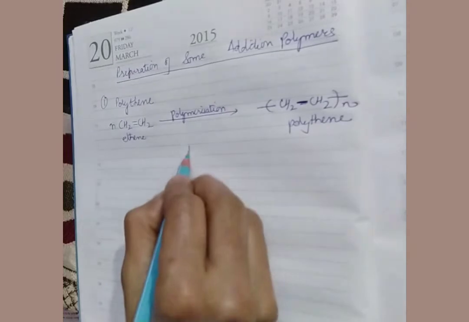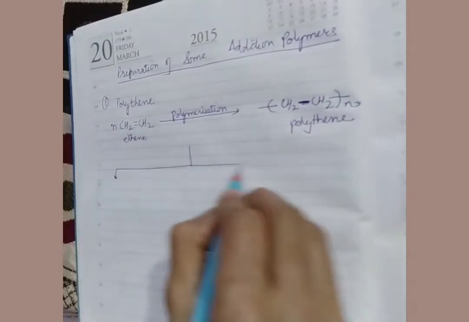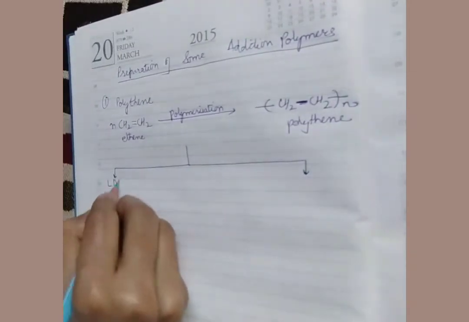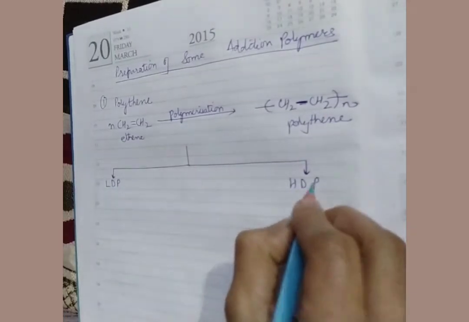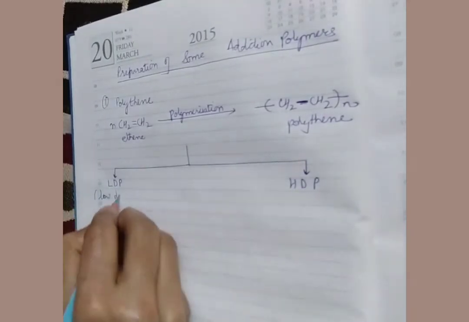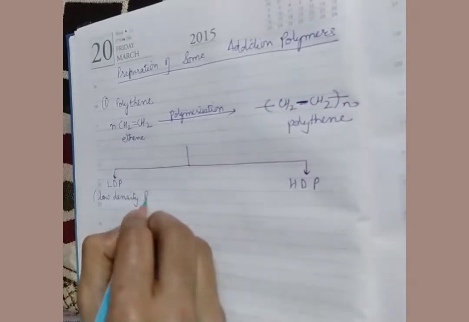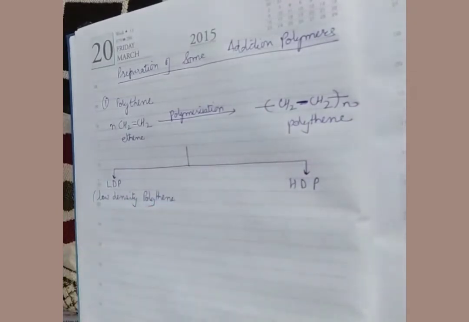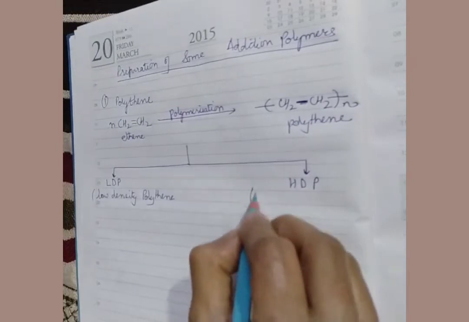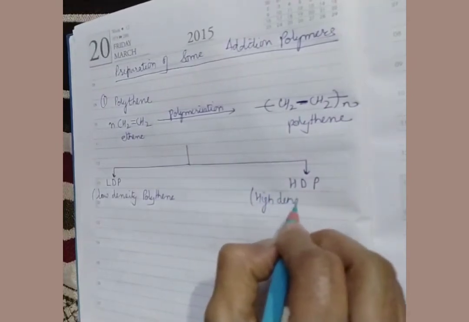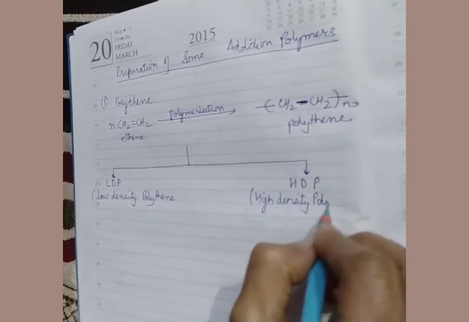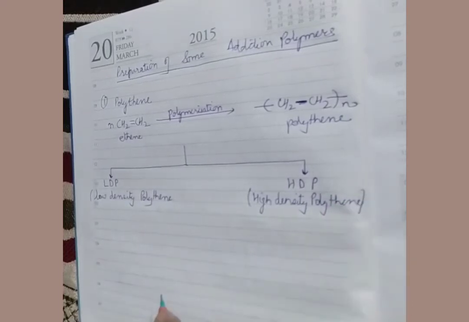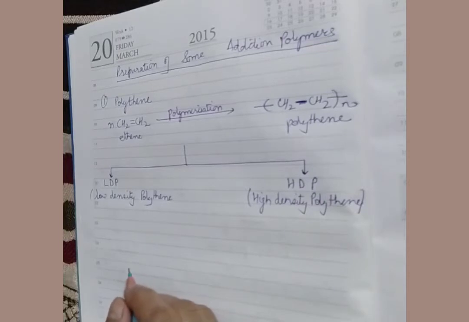This polythene is being divided under two categories with a short form of LDP and HDP, that is low density polythene and high density polythene. It's just the mechanism which has been changed, that is the conditions have been changed and the properties of this polythene has been changed so that we can use in the day-to-day lives in different ways.